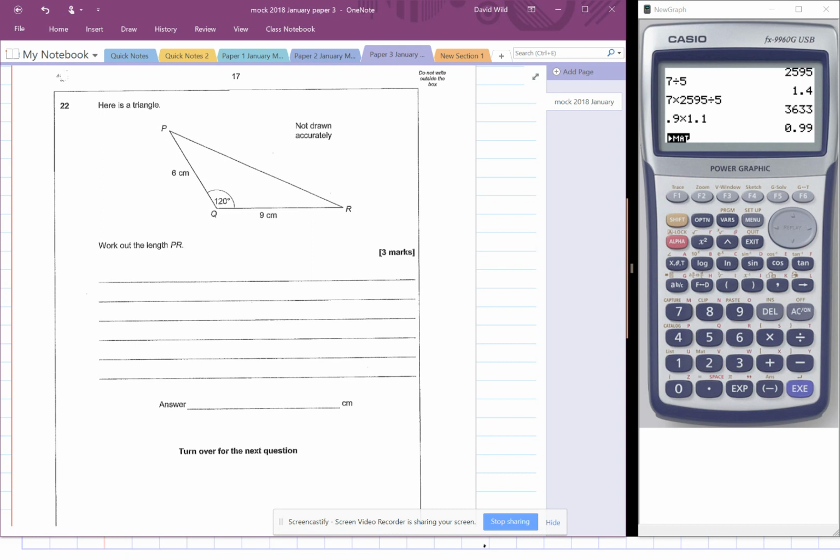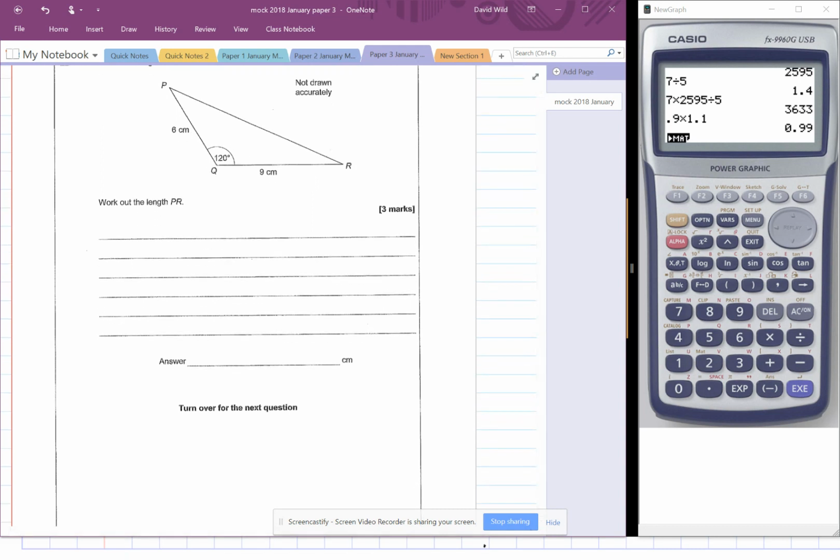Question 22. Work out the length of PR. So, a non-right angled triangle, we cannot use Pythagoras because it's not right angled. You use the sine rule if you know an angle and its opposite side. We don't know the opposite side to this angle, so we can't use the sine rule. It must be the cosine rule.